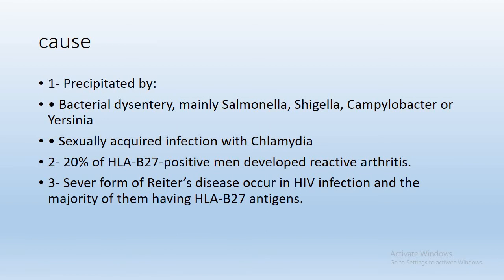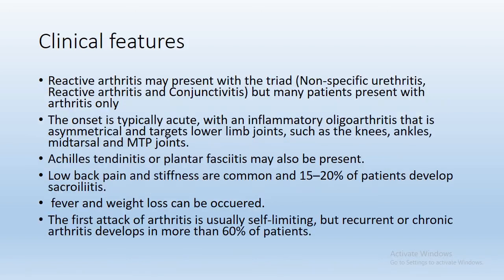Severe forms of Reiter disease occur in HIV infection, and a majority of them have HLA-B27 antigen positive. Clinical features: reactive arthritis may present with a triad of non-specific urethritis and reactive arthritis plus conjunctivitis. That is, eye conjunctivitis and urethritis plus reactive arthritis. But many patients present with arthritis only.